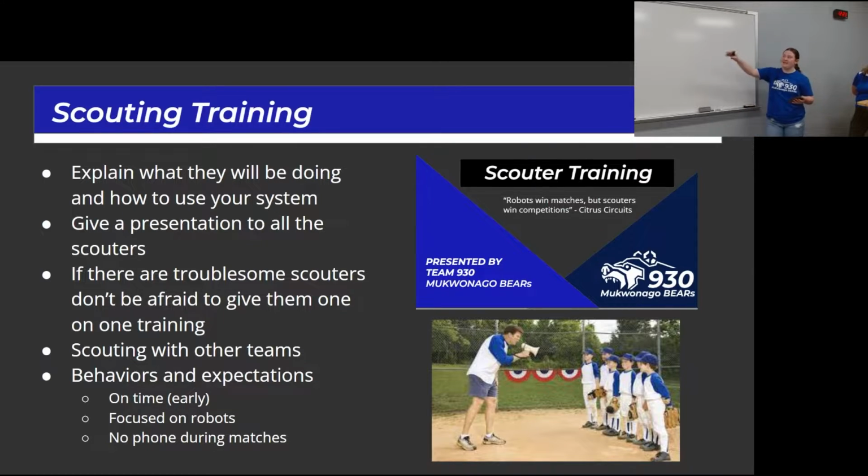For us, we made a presentation. You can see it on the top right there. We labeled it Scouter Training. Basically, we had a Google Slides presentation that outlined expectations, timing, and how our scouting was going to work. We had screenshots of our app so they knew how they were going to do it. As we gave this presentation, we had each kid have a tablet and go through our app as they went along. When you're doing the scouting training presentation, it's very important that you don't miss any scouters.